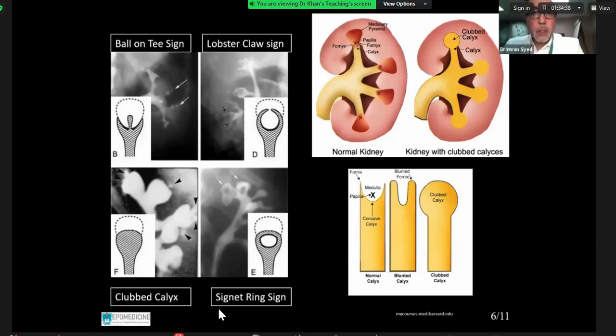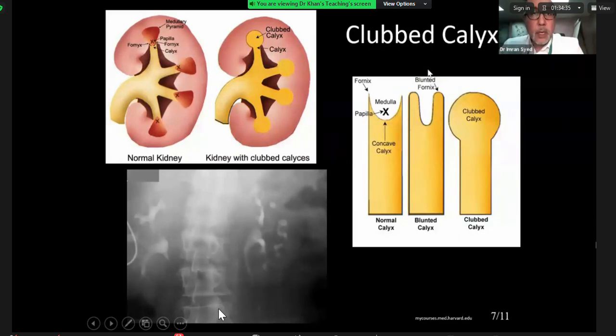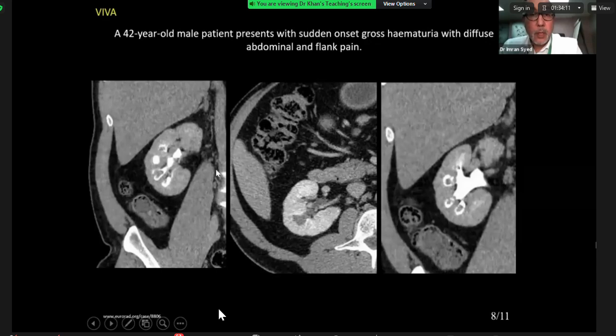So I know we're running short of time, but this is another example of a back pressure effect. The calyces are clubbed instead of having their normal concavity, and you can see that's had a pressurized effect on the medullary pyramid, which has sloughed off, and you then start to see a separation of contrast from the collecting system as it starts to filter and slough off into the calyces and the infundibuli. And here, this is an example of the residual contrast that is seen once a sloughed segment of the renal medulla is left behind.